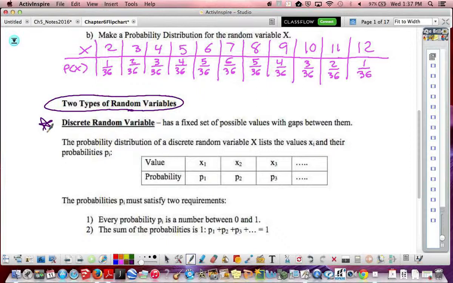Okay. So now, a discrete random variable, basically what it means is we have a fixed set of possible values, meaning there's only a set number of outcomes possible. So like when rolling a pair of dice, we had 11 outcomes, 2 through 12. There are 11 different possibilities with different probabilities assigned to them. It was a fixed number.